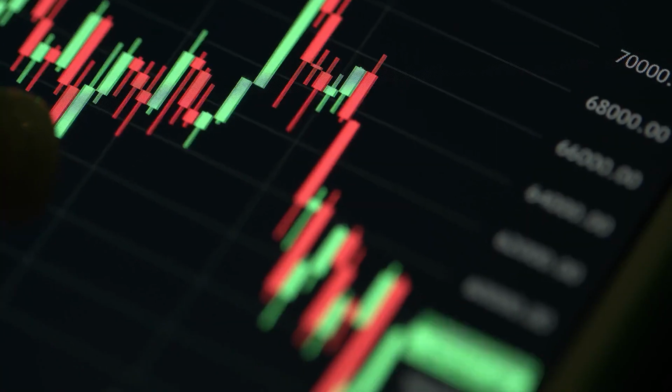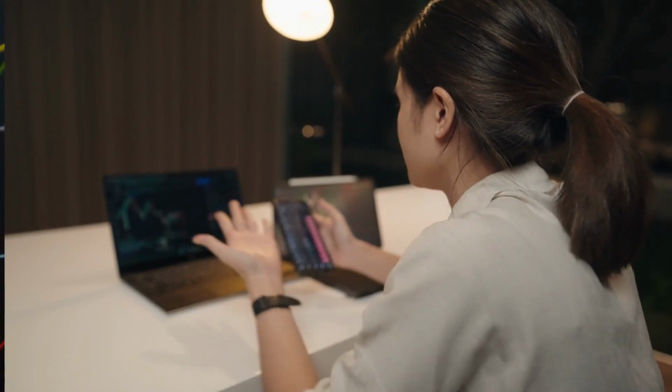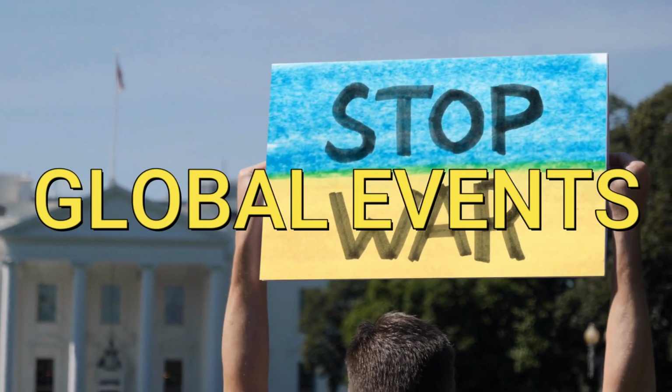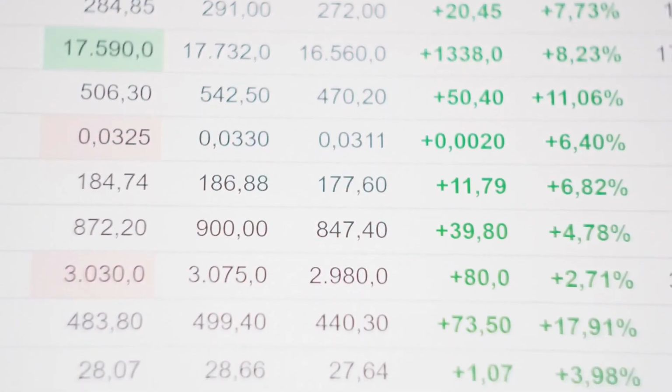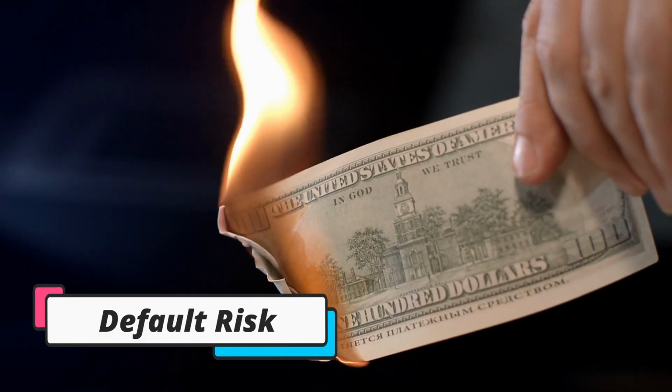Market risk, also known as volatility risk. Market risk refers to the possibility of an investment value to be negatively impacted by crashes and most especially global events. Since markets trend upward in the long run, this makes market risk a huge concern for those with short-term and mid-term investment horizons.